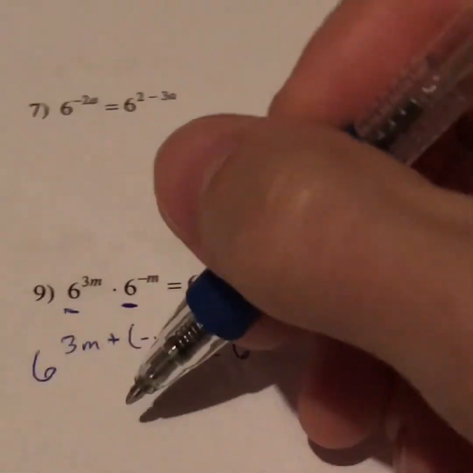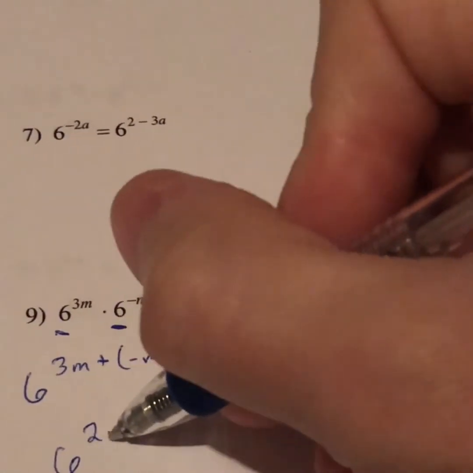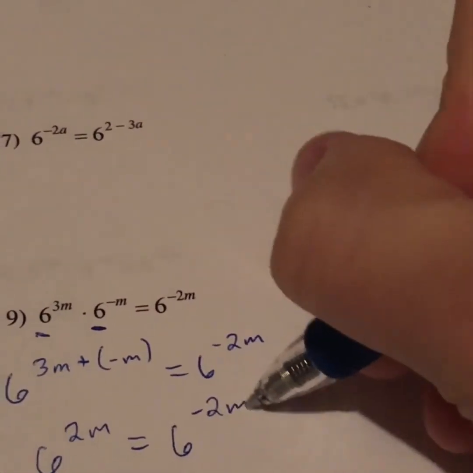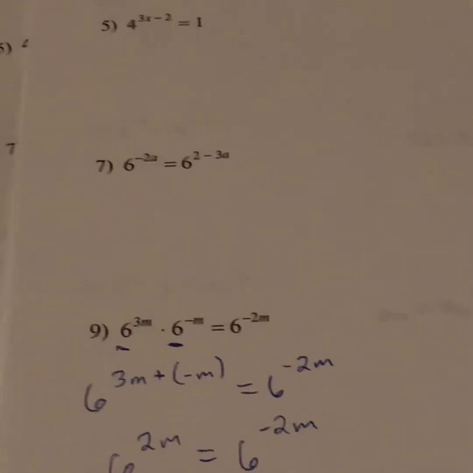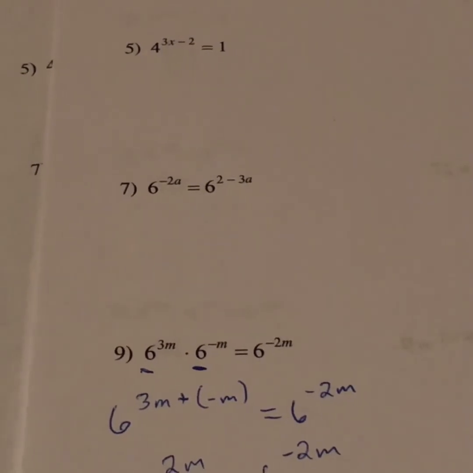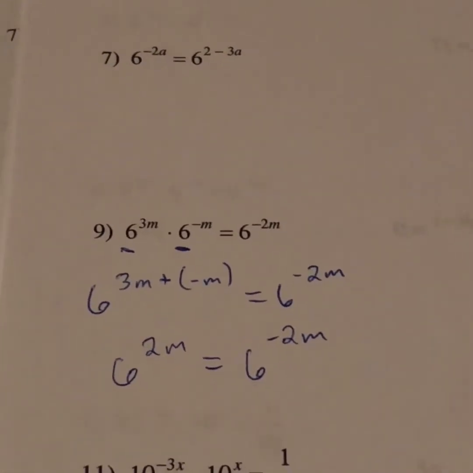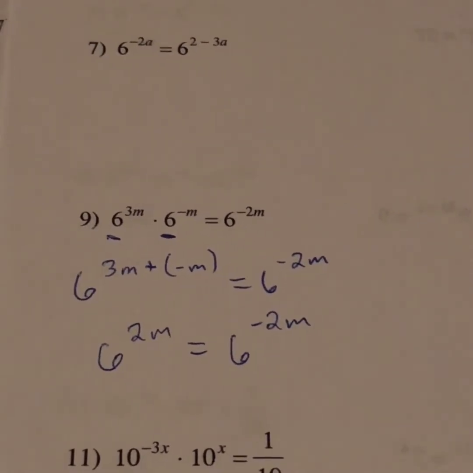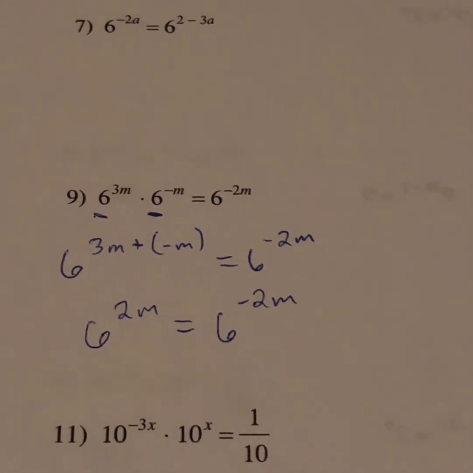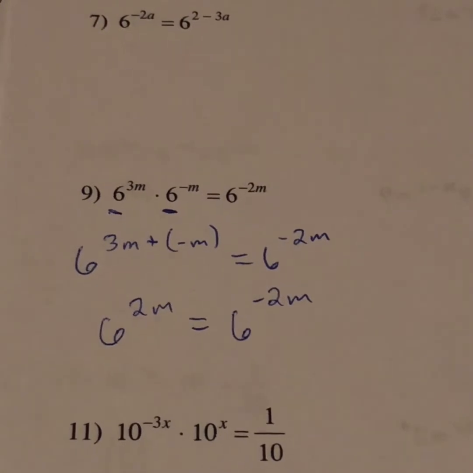So then when we add these, it's really 6 to the 2m equals 6 to the negative 2m. And then we would just really set those equal and solve. So that is the challenge part right here. Try that out when you see the practice sheet today. A little sneak preview right there. And you should get m equals 0 on that one.